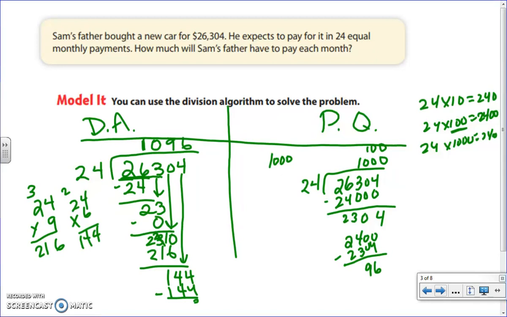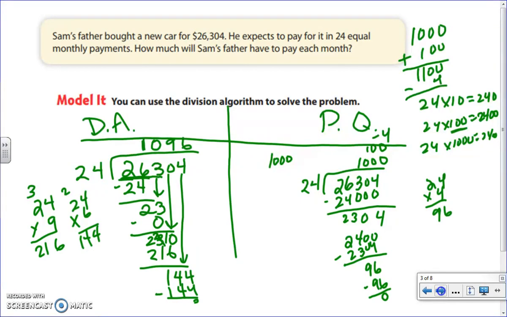So we went over, we went too far. I know that 24 times 4 is 96. So that would give me no remainder. But because we went too far with the 2400, I would have to subtract 4 from that. And so 1,000 plus 100 is what I'm thinking. That's 1,100, and I'm subtracting 4 from that. 1096. Which is the same answer that I got when I did the standard algorithm.